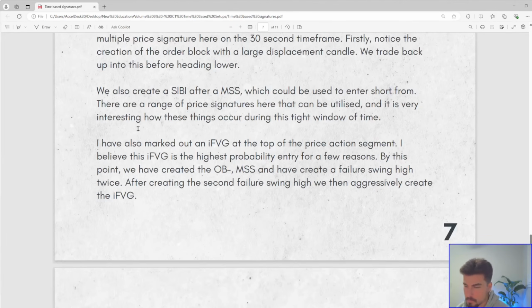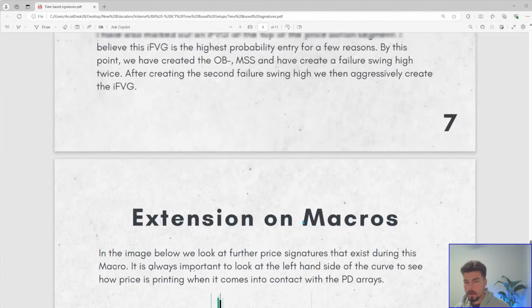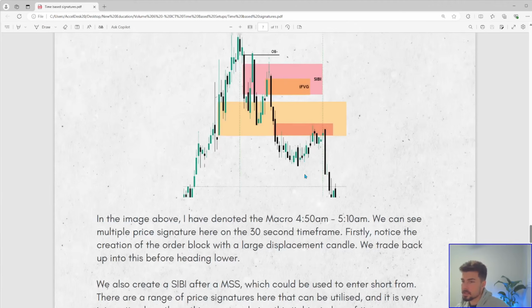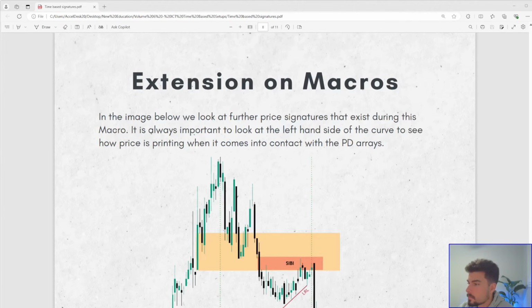So again, we've talked about all that. And I want to just extend that a little bit further because of these price signatures, right? When you're watching price, whether it's in a macro or silver bullet, charting things out, even if you're not trading, is important because you get to see things repeat, repeat, and repeat. So what I want to focus on now, we've talked about this top segment here. I want to focus on this bottom segment, this orange box, and then this red box here.